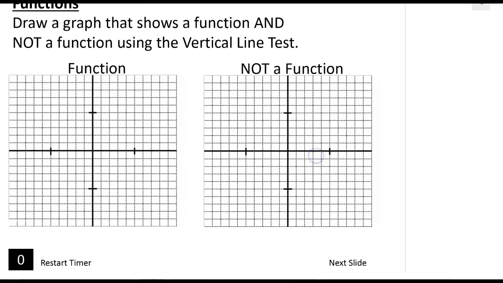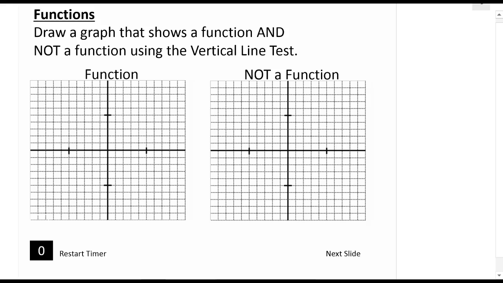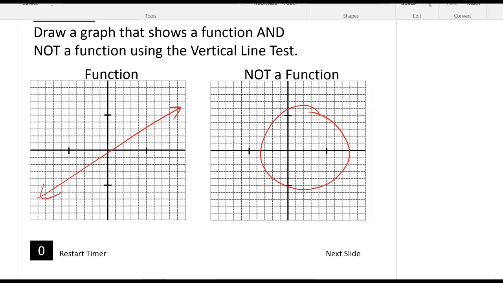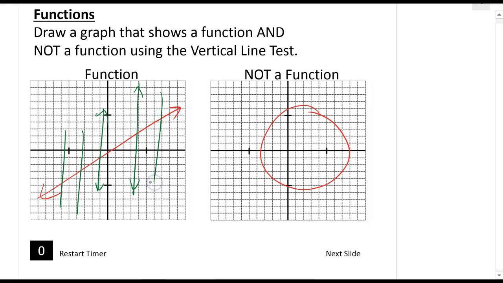Now draw a graph that shows a function and one that's not a function. Okay, so I'll just do a simple one. Here's a line. And then one's not. Let's do a circle. Okay, so that means if I took my vertical line, it doesn't matter where I put it, I'll put it all the way along here, to the line here, here. No matter where I put it on the function, it will only touch 1 point.